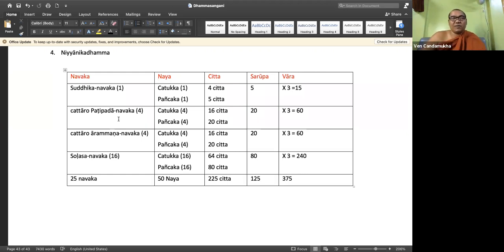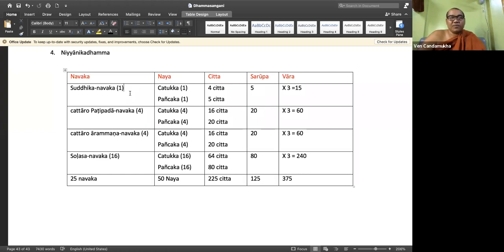So what we have to study is the Navaka. There are four kinds of Navakas. Number one is the Suddhika Navaka, only one. So as a method, only one, Suddhika Navaka.